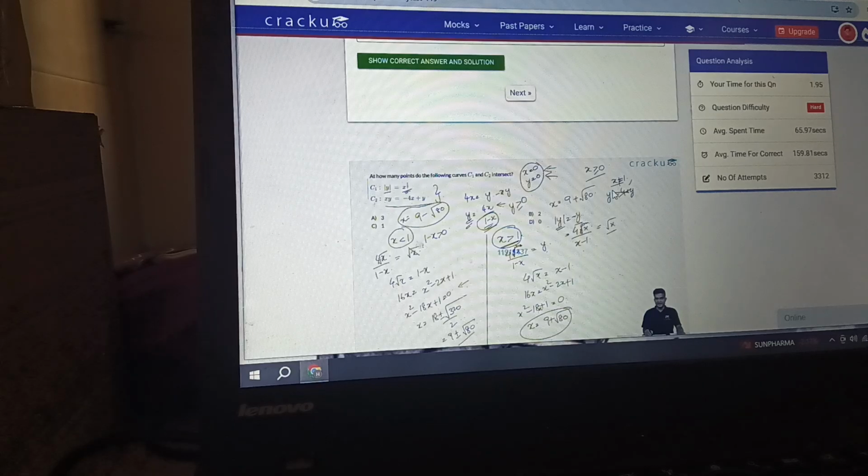So these two curves intersect at 3 points. One is when x is equal to 0, one is when x is equal to 9 minus square root of 80, and one when x is equal to 9 plus square root of 80. The value of y in all of these cases can be calculated using the formula that y is equal to 4x by 1 minus x. So the correct answer is 3 points, option A.